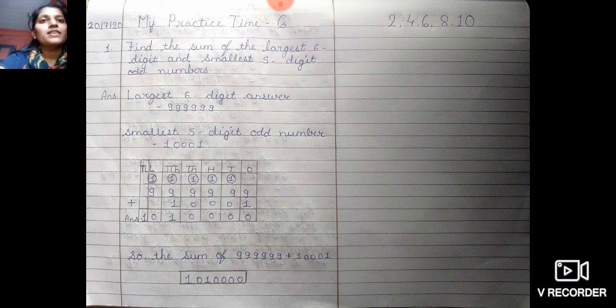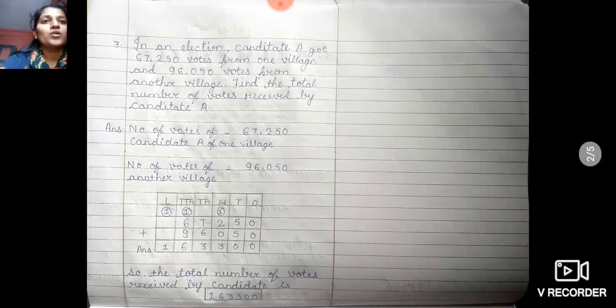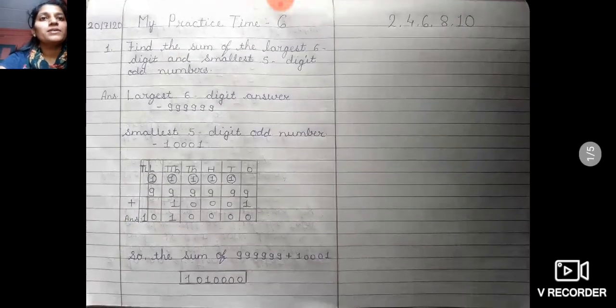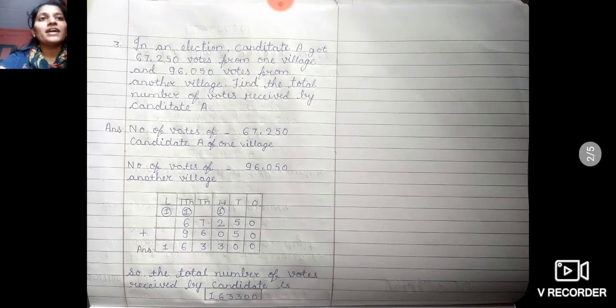Okay, now we are going to solve the third sum. So students, the first sum has been finished. Now the third sum you are going to solve on the next page. The first and second sums will be on the first page, third and fourth will be on the second page. So here you can see that I have written the third sum on the next page. Now let's read the third sum.